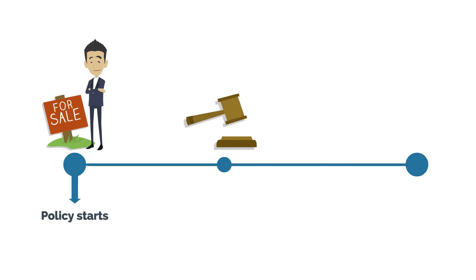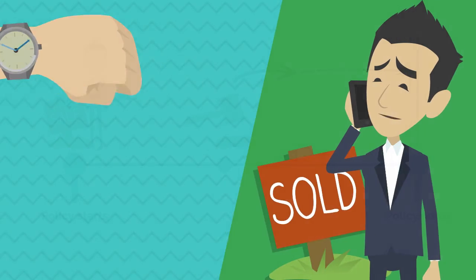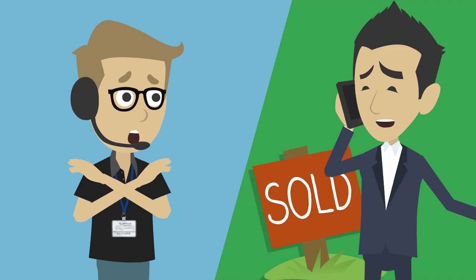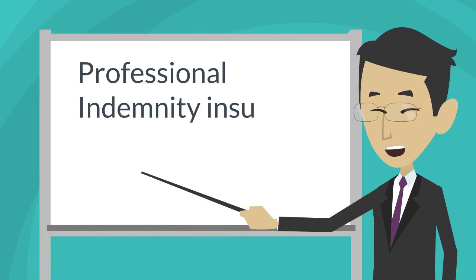Claims-made policies means you need to have an active policy on the date the claim is made against you, regardless of when the incident actually happened. So once the policy has ended or been cancelled, you can't make a claim against it, even if the incident happened during the policy period. Professional indemnity insurance is usually a claims-made policy.